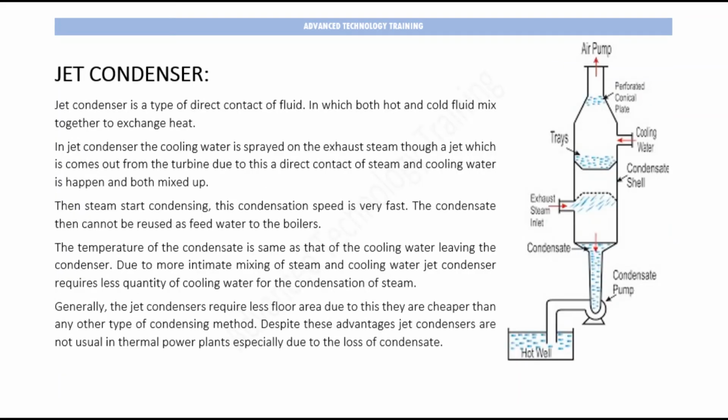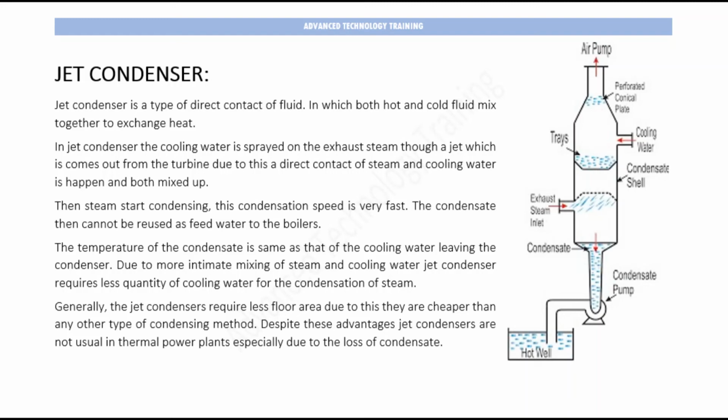Jet condenser. A jet condenser is a type of direct contact heat exchanger, in which both hot and cold fluid mix together to exchange heat. In a jet condenser, the cooling water is sprayed through a jet on the exhaust steam which comes out from the turbine. Due to this, direct contact of steam and cooling water happens and both mix. Then the steam starts condensing. This condensation speed is very fast. The condensate cannot then be reused as feed water to the boilers. The temperature of the condensate is the same as that of the cooling water leaving the condenser.